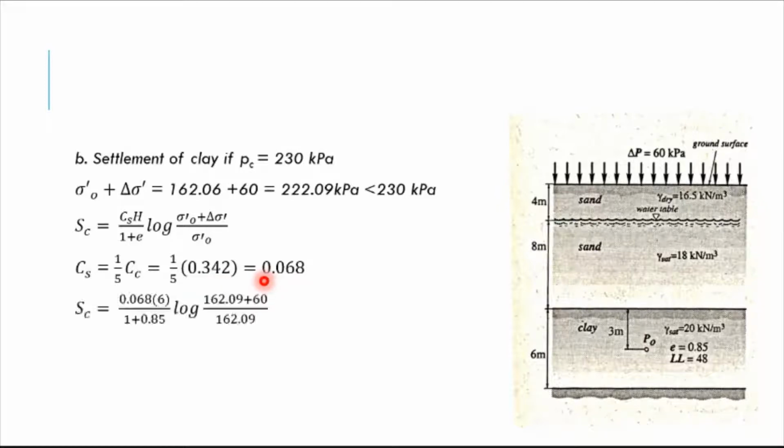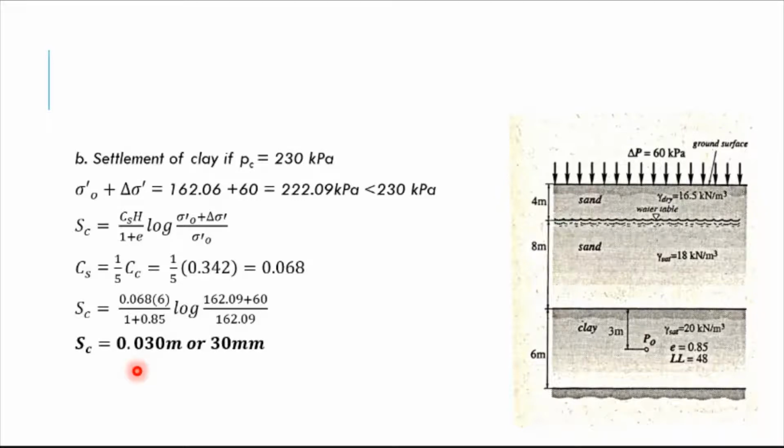So by substituting again the values, because we already have the value of C sub S, and then H, E, and these stresses, this will give us 0.068 multiplied by 6 over 1 plus 0.85, logarithm of 162.09 plus 60 over 162.09. The primary consolidation settlement of the soil if P sub C is equal to 230 kPa is equal to 0.030 meter or 30 millimeters.